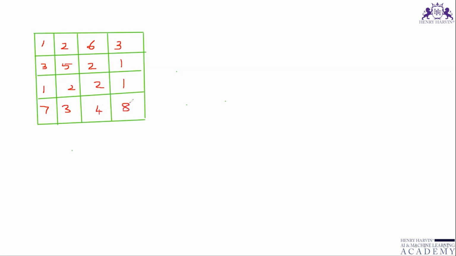If I use this max pooling approach, what do we see over here? We will be looking at which is the maximum. Out of 1, 2, 3, 5, which is the maximum? 5. Here 6, 3, 2, 1, which is the maximum? 6. 1, 2, 7, 3, which is the maximum? 7. 2, 1, 4, 8, which is the maximum? 8.